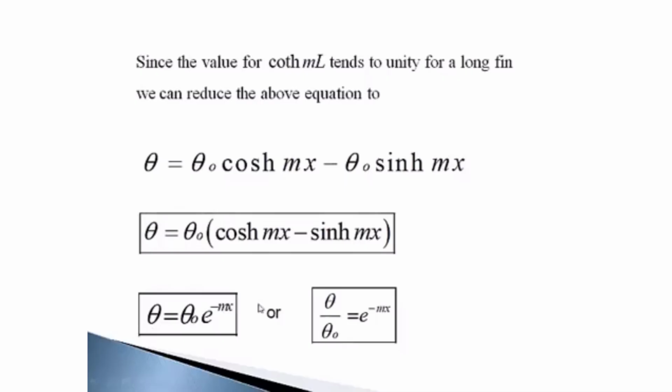And m, as I told earlier, is root of hP by kAc. So this is the equation to find out the temperature difference. Generally it is written in this form, and you can refer to the data handbook. You take the Kothandaraman data handbook. There you can see that for a long fin the temperature difference is given in this form.